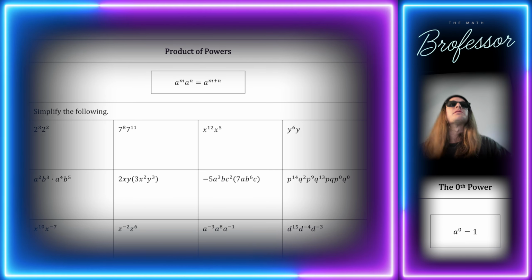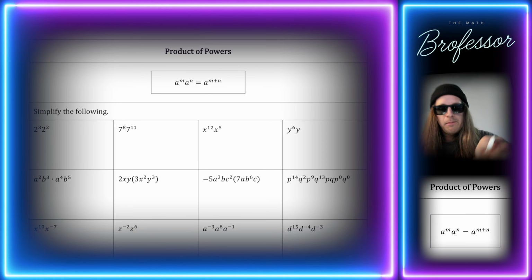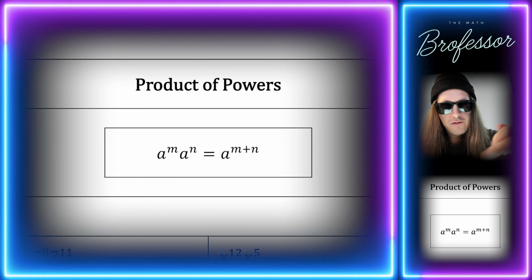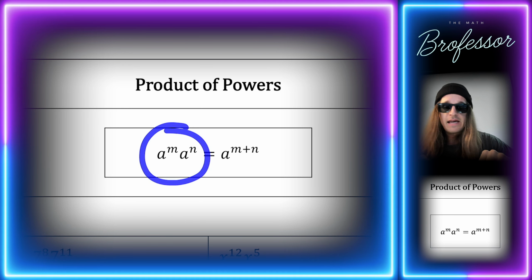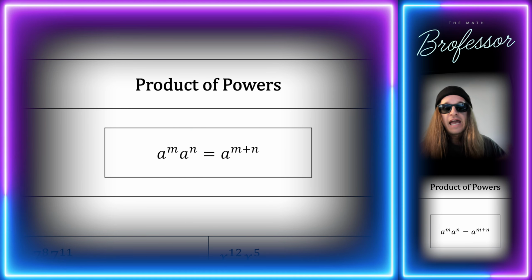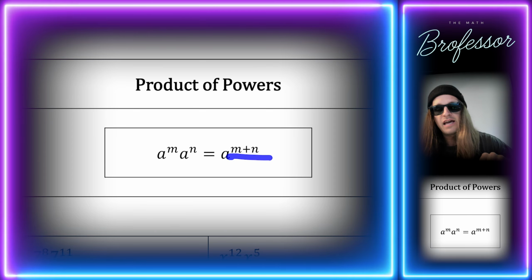The product of powers. So let's switch that. Okay, the product of powers, what does it say? If you're multiplying two exponential expressions with the same base, notice that they both have an A. It's not an A and a B or an X and a Y. It's two A's. Then you can add the exponents, and all you have to do is add the exponents.